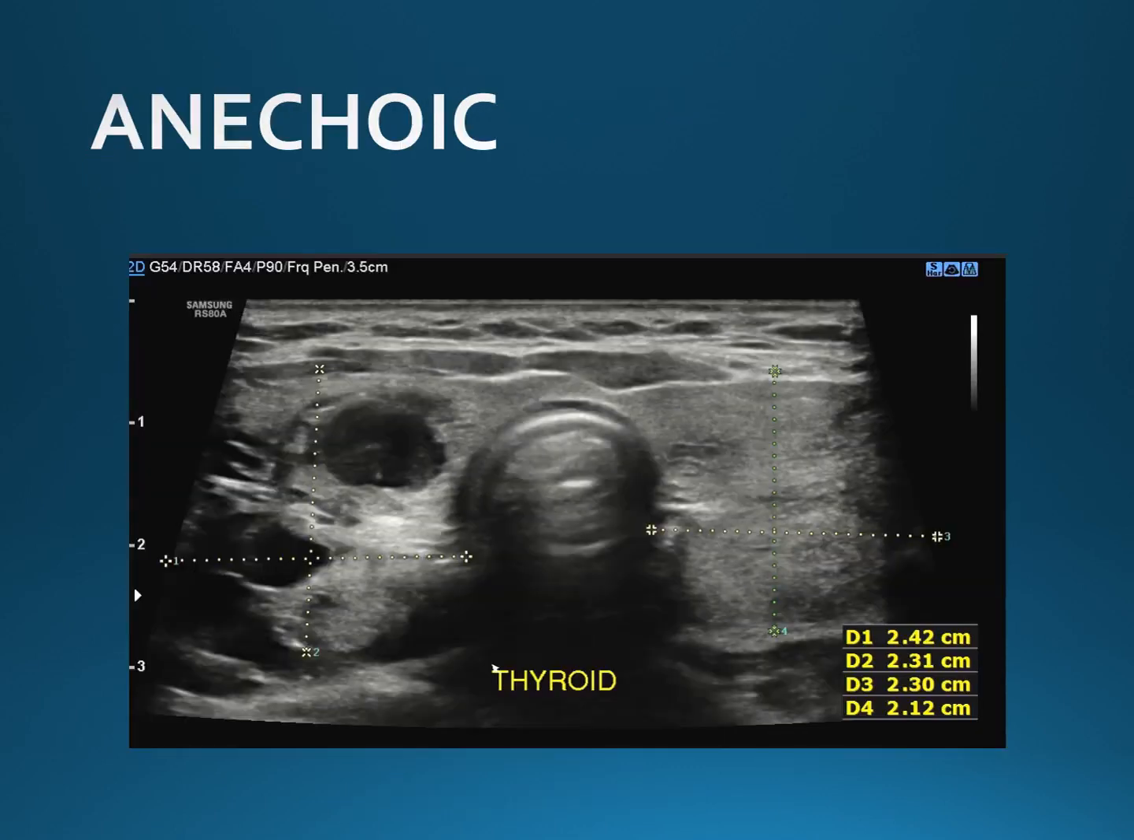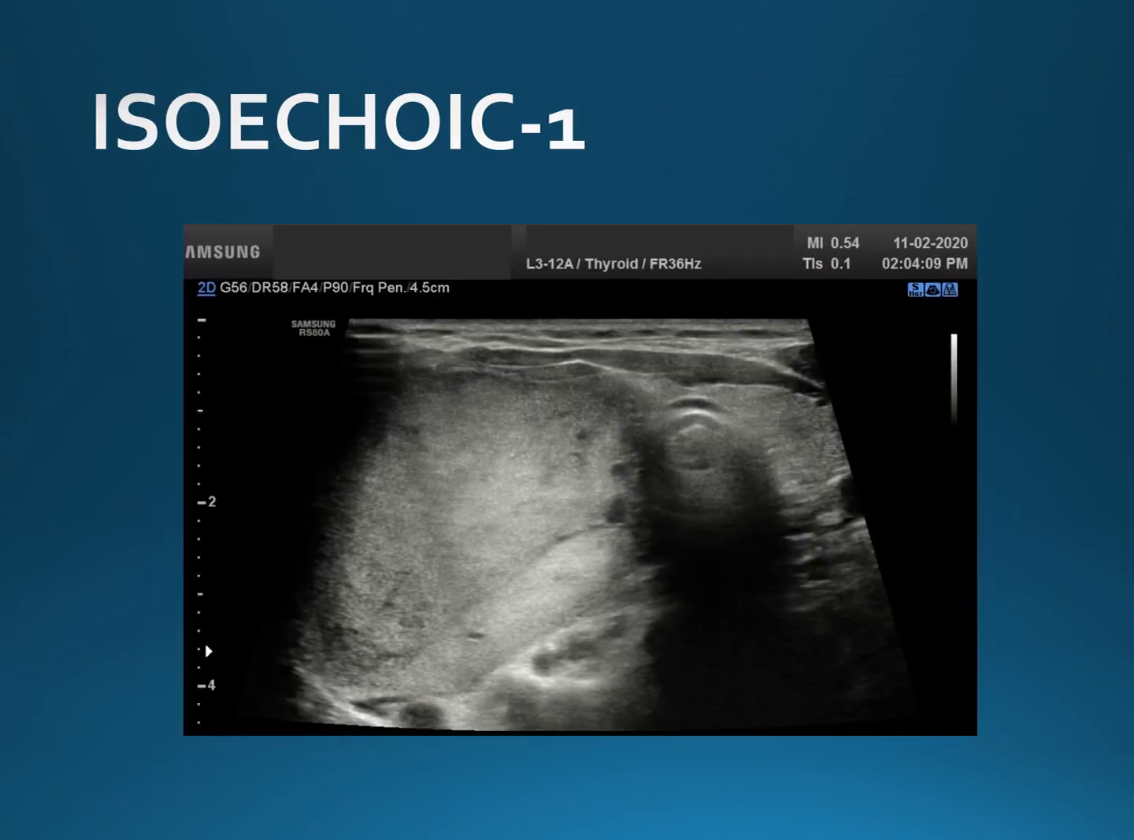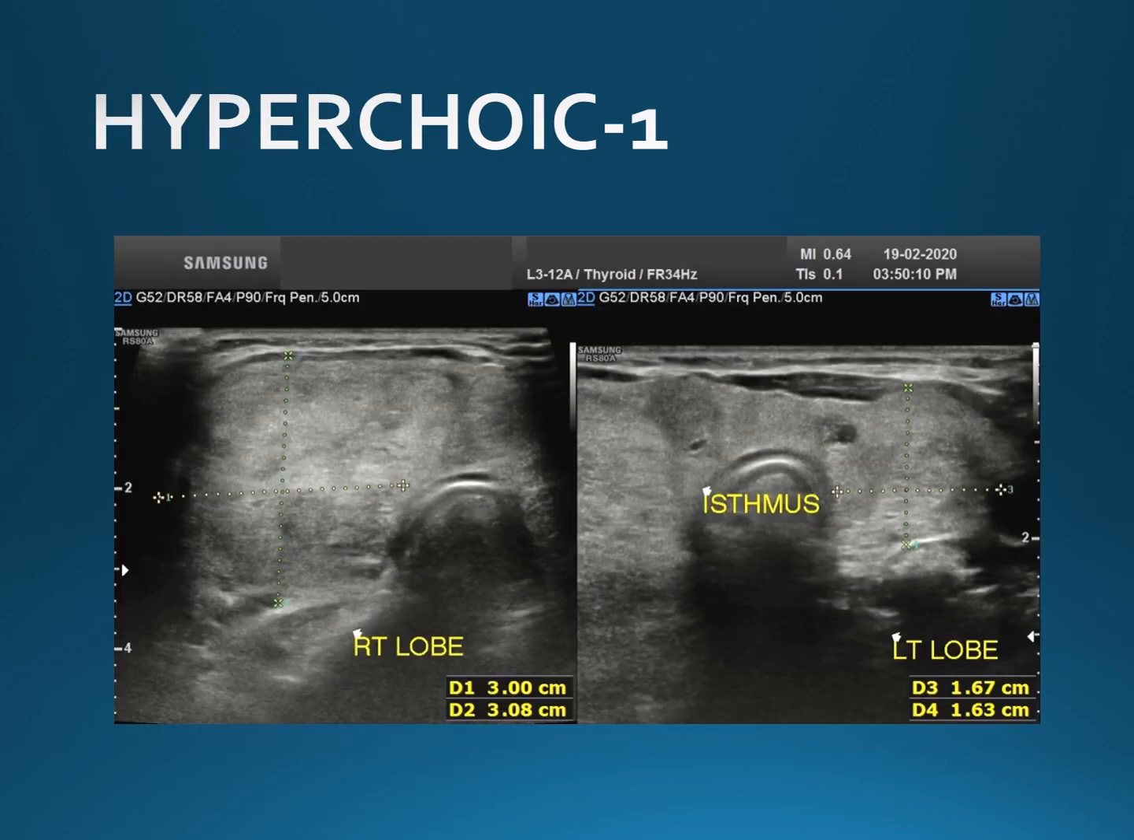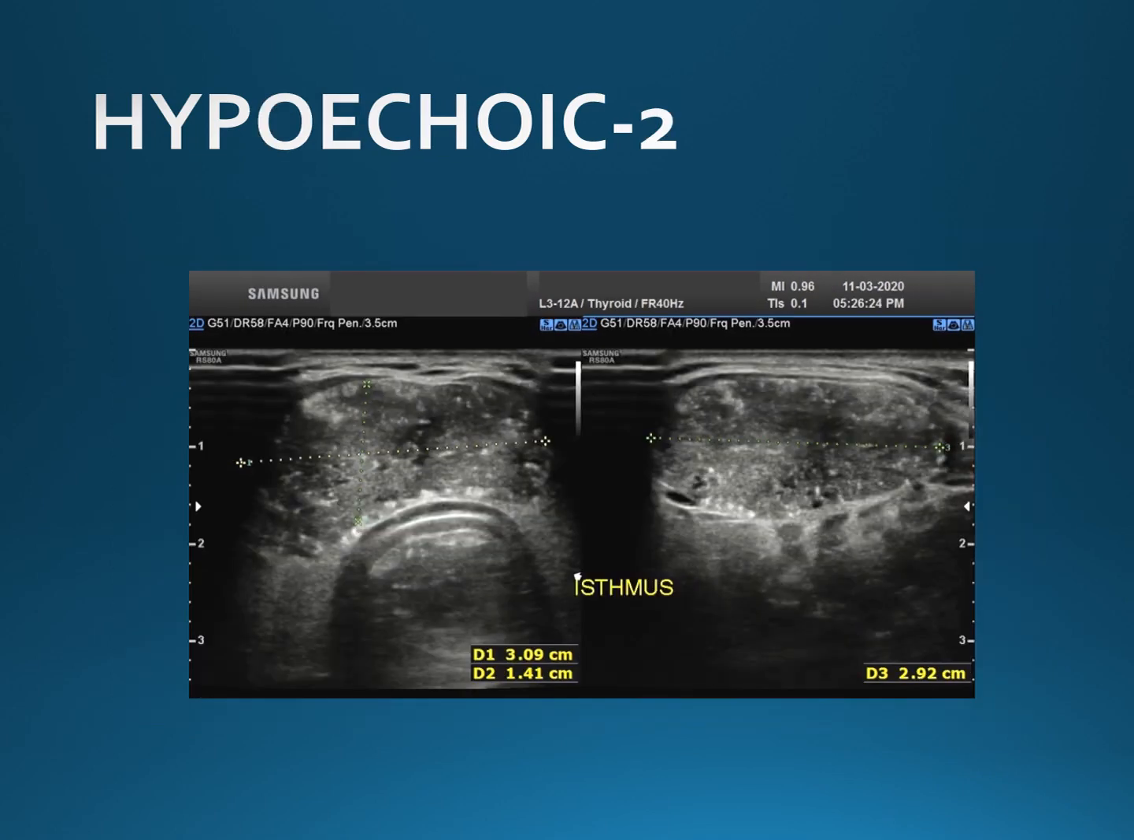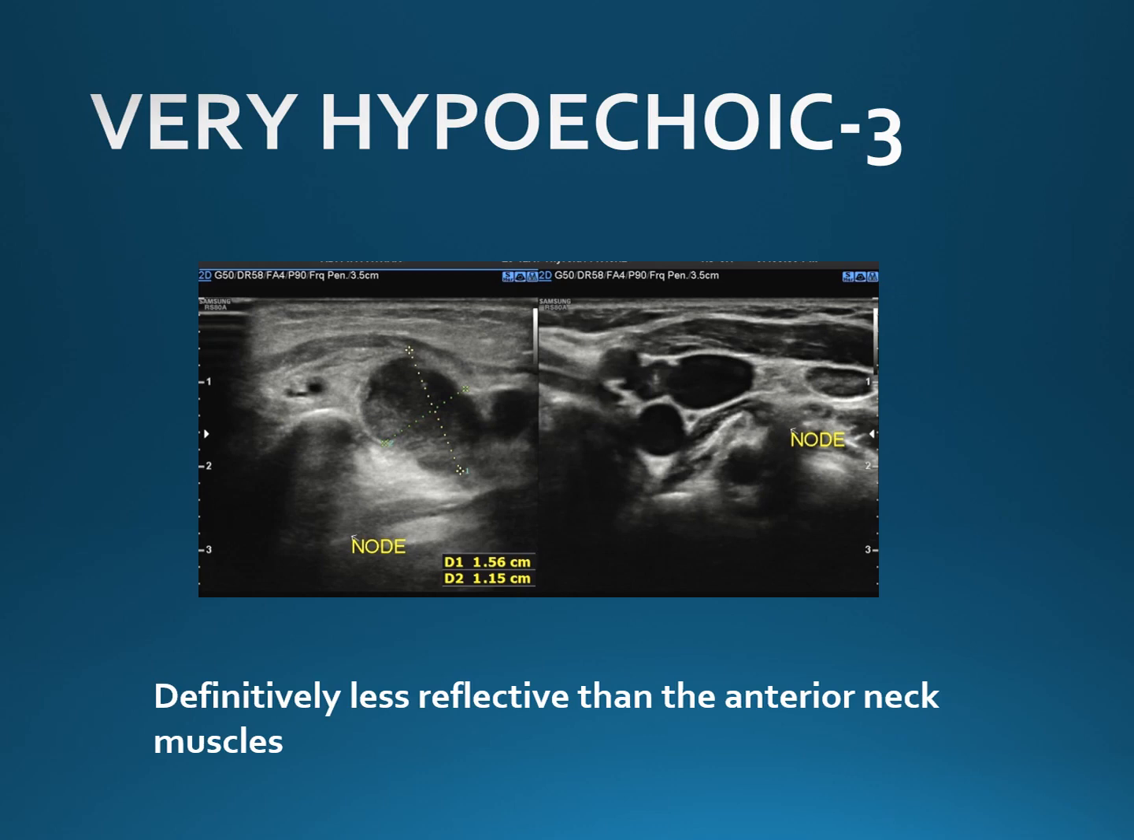An anechoic nodule as seen in this right lobe is given score 0. Isoechoic nodules have similar echotexture to that of the thyroid. The hyperechoic nodules are brighter than the thyroid gland and given score 1. Hypoechoic nodules are darker than the normal thyroid tissue and are given score 2. And the very hypoechoic are darker than the neck muscles and given the highest score of 3.